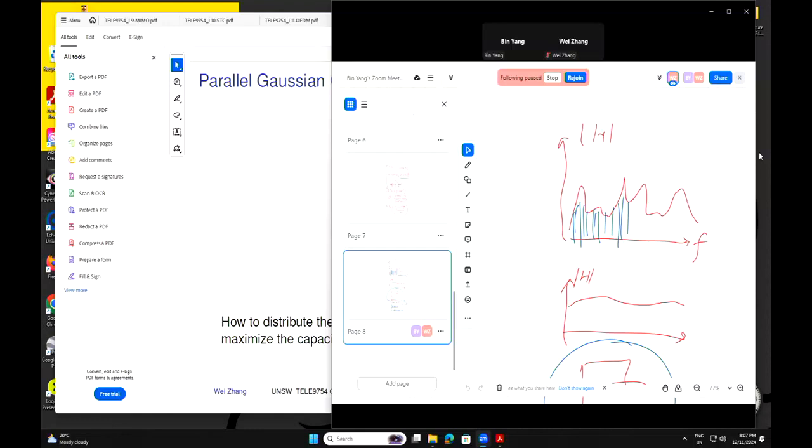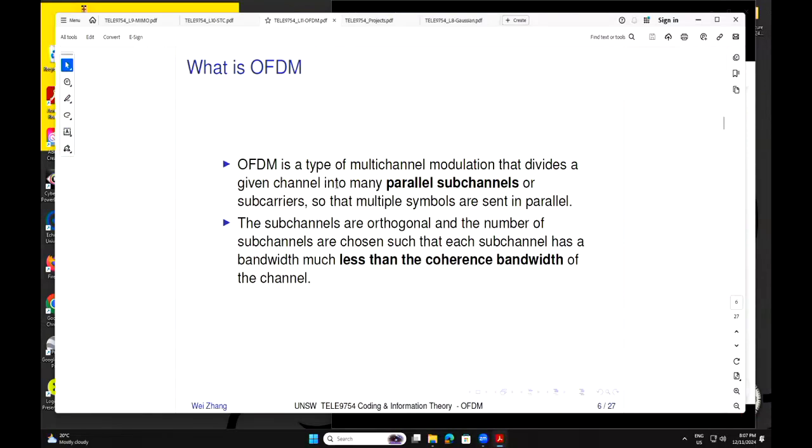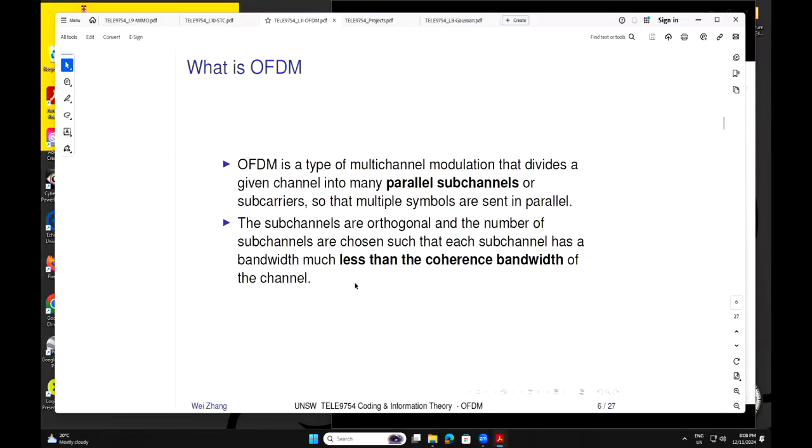So that's why it's like a parallel Gaussian channel for each subchannel of OFDM. So that's why we say OFDM is a parallel subchannel with subcarriers. And then these signals are sent in parallel together. You can see these Gaussian channels, X1, X2, X3. Different signals are sent at the same time from different subchannels of OFDM. Okay, so that's why.